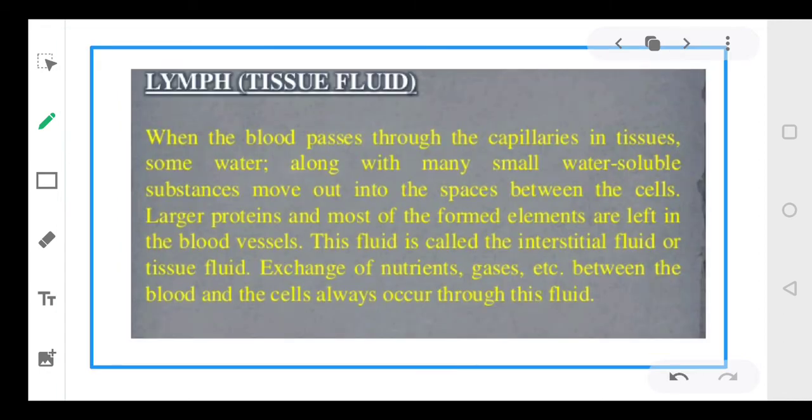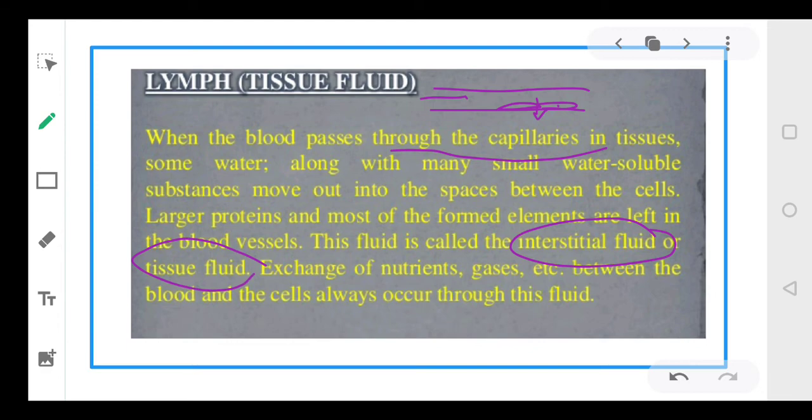Now coming to the lymph, the tissue fluid that we've spoken about. First we spoke about the blood, now we'll come to the lymph. When blood passes through the capillaries, let's suppose this is your capillary, and blood is passing through it. In between two cells there is a little space. This fluid goes out of the capillaries and fills the spaces between the cells. This is called lymph or tissue fluid. It is also called extracellular fluid or interstitial fluid.